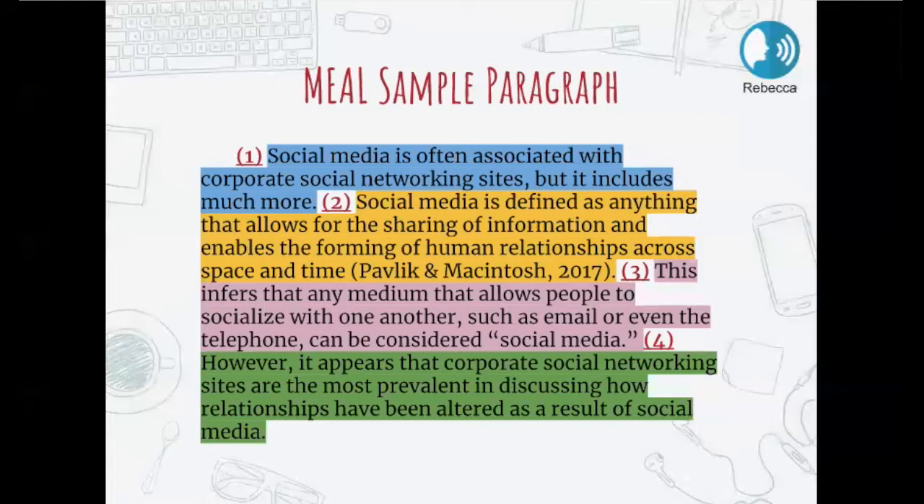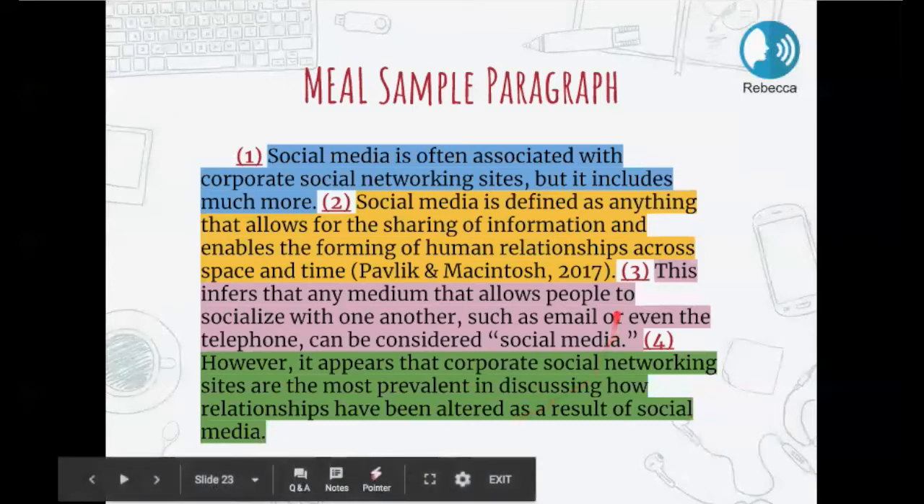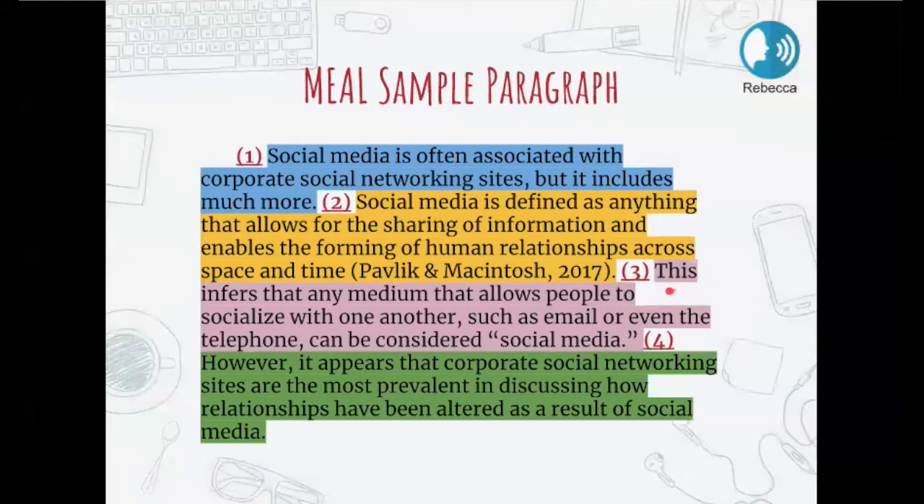We're going to provide a definition, which is: social media is defined as anything that allows for the sharing of information and enables the forming of human relationships across space and time. And then there's, of course, an in-text citation. And afterwards, there's an analysis, so an interpretation of this information. So this infers that any medium that allows people to socialize with one another, such as email or even the telephone, can be considered social media. And that's the interpretation of the example.